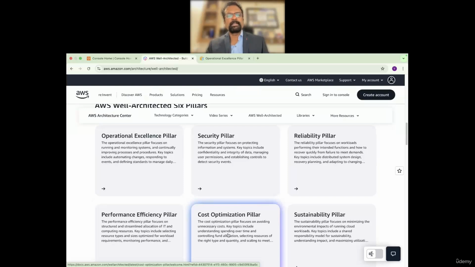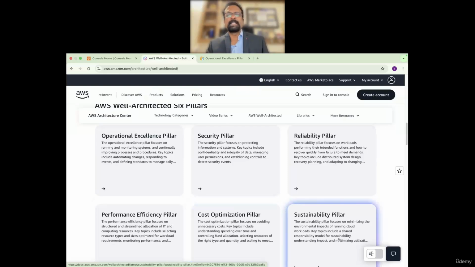using tools like spending over time. What's the fund allocation? How do you really monitor the cost? How do you use organizations, cost control, tagging? All this comes under cost optimization. And then we have the sustainability pillar, which is basically the carbon footprint, the shared responsibility model, the impact on the environment. All this comes under sustainability.